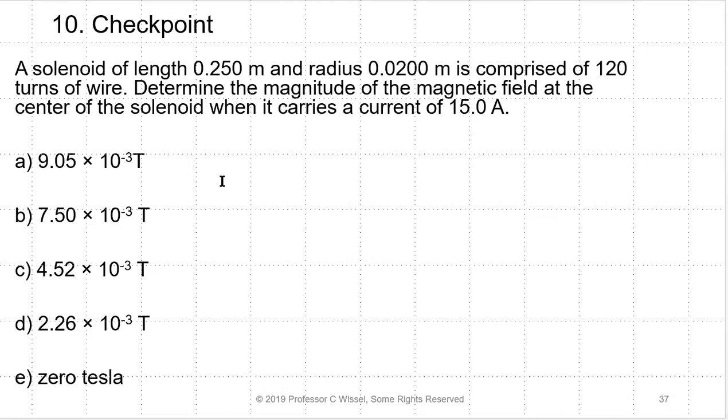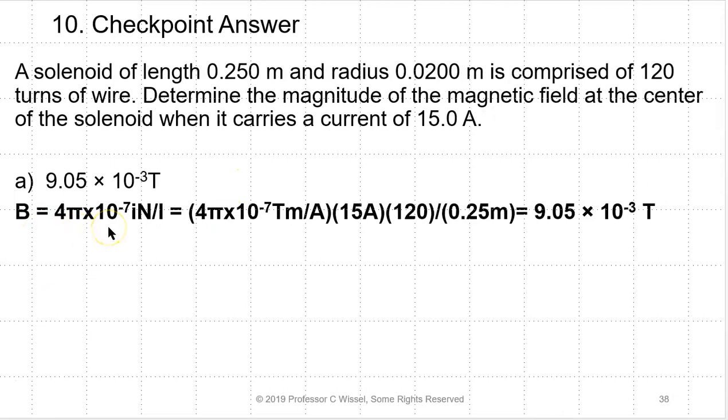A solenoid of length 0.250 meters and radius 0.0200 meters is comprised of 120 turns of wire. Determine the magnitude of the magnetic field at the center of the solenoid when it carries a current of 15 amps. B equals 4 pi times 10 to the minus 7 times the current times n divided by the length of the solenoid, or 4 pi times 10 to the minus 7 Tesla meter per amp times 15 amps times 120 turns divided by 0.25 meters. It is 9.05 times 10 to the minus 3 Tesla.